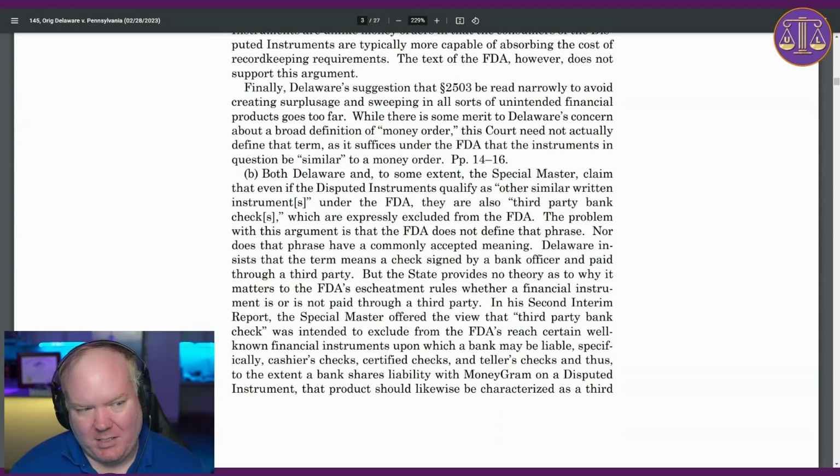While there's some merit to Delaware's concern about a broad term, money order, this court need not actually define the term, as it suffices that the instruments in question be similar to money orders. So, first of all, if it literally said only money order, we'd still probably be making this exact same decision, by the way, because we're not that dumb.